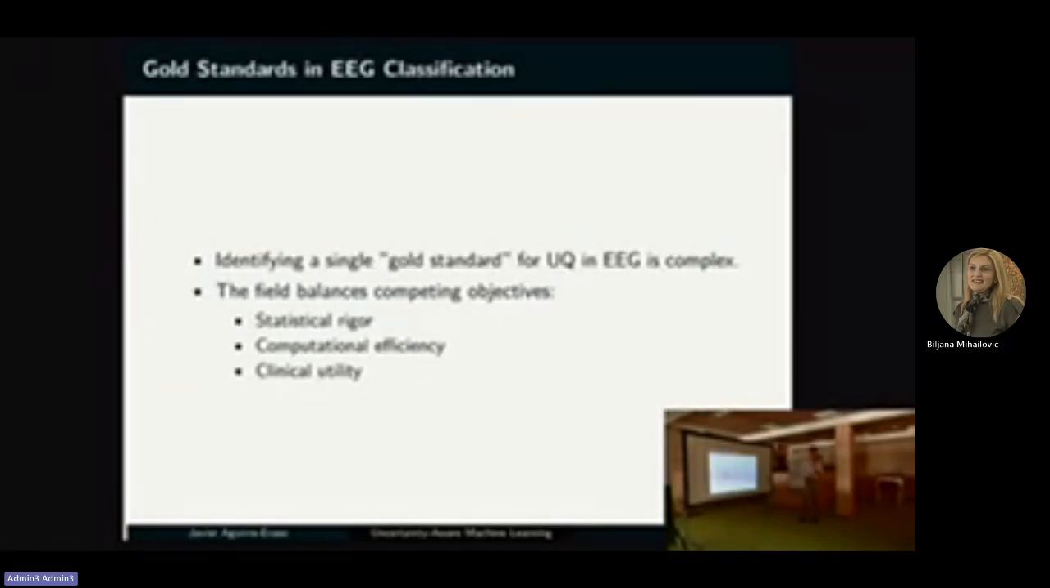So what's the gold standard in EEG classification with uncertainty quantification? Well, it is complex to just get a gold standard, but the field balances between three objectives: statistical rigor, computational efficiency, because sometimes we have to make decisions in seconds or in real time, and also clinical utility.